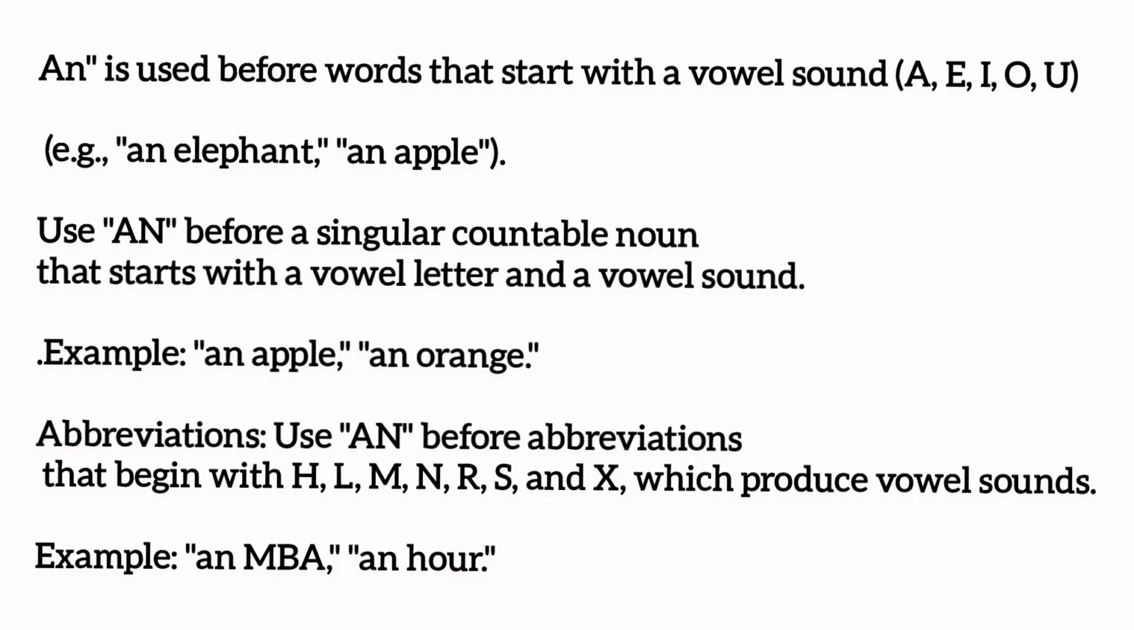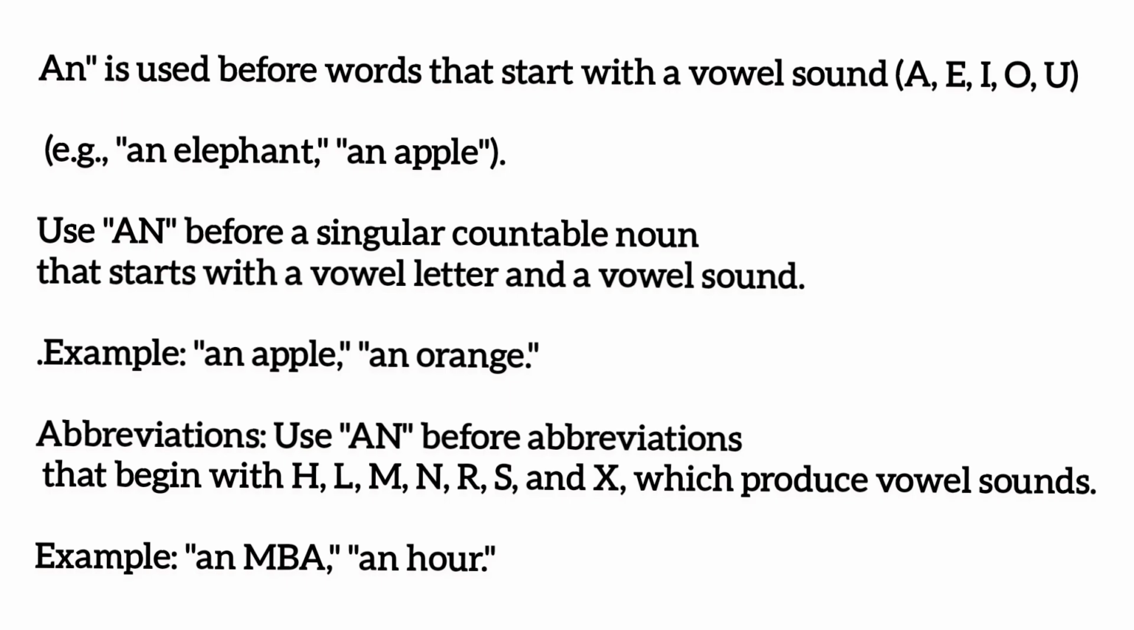An is used before words that start with a vowel sound. For example, you know very well the vowel sounds A, E, I, O, U. So before vowel words and vowel sounds, we have to use an. For example, elephant, that starts with E. An elephant. An apple. Use an before a singular countable noun that starts with a vowel letter and vowel sound.